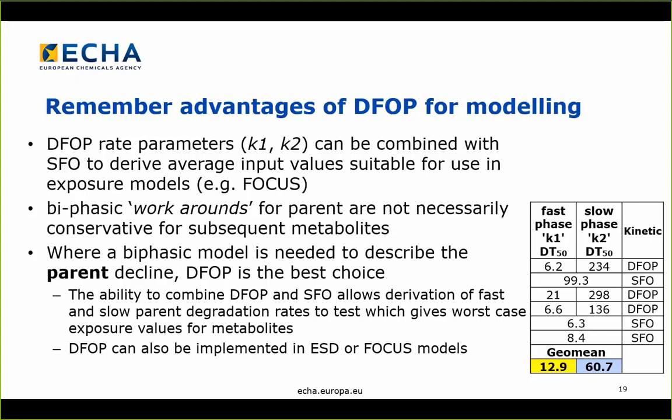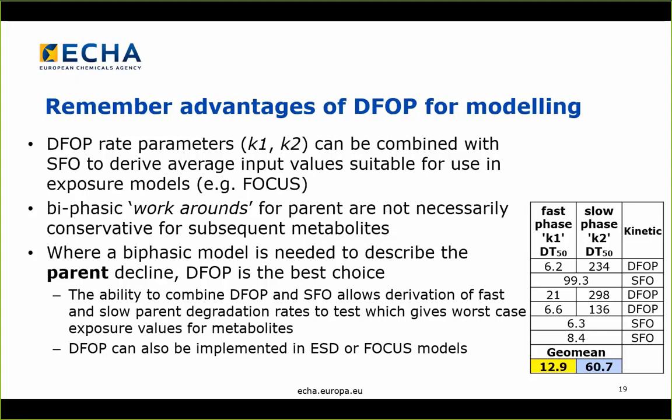So where a biphasic model is needed to describe the parent decline, DFOP is usually the best choice. So the ability to combine DFOP and SFO allows the derivation of fast and slow parent degradation rates, okay? And then you can test which gives the worst case for the metabolite. So on the right, we have a mixed database of experiments, soils, if you like, fitted with combinations of DFOP and SFO kinetics.